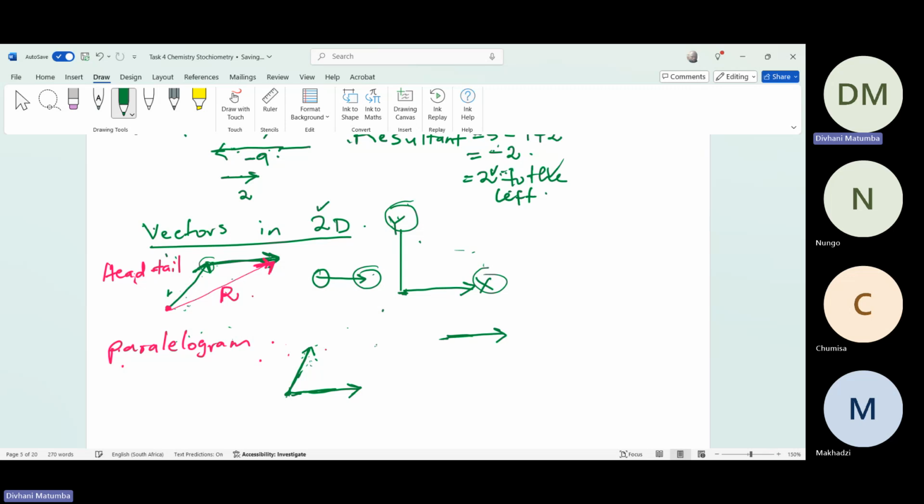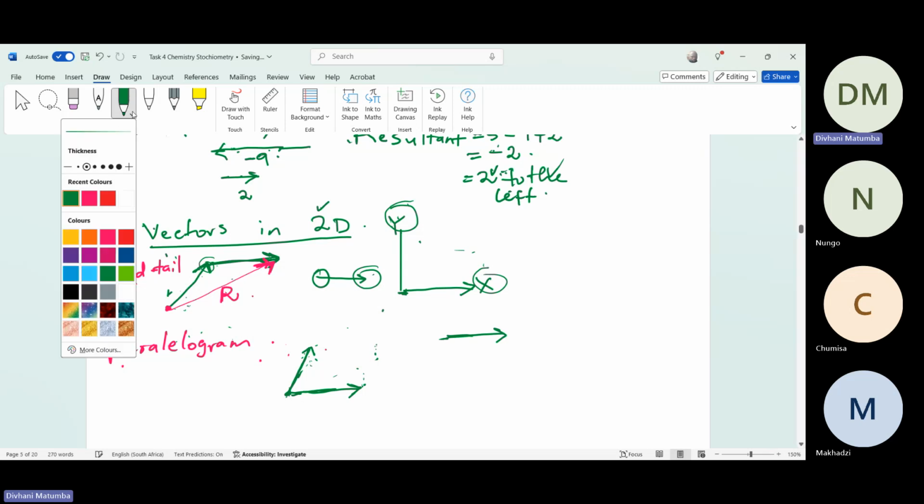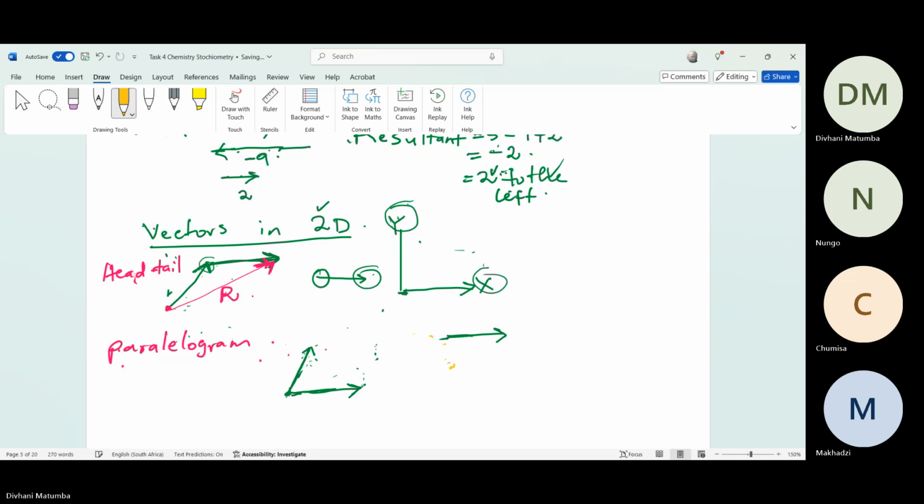So according to the parallelogram method, you need to produce a duplicate of each vector and put it parallel to each vector. So what you're going to have is something like this. That is parallel, containing the same magnitude as this one. And then if you produce another one which is parallel also, you will create a parallelogram using these vectors.